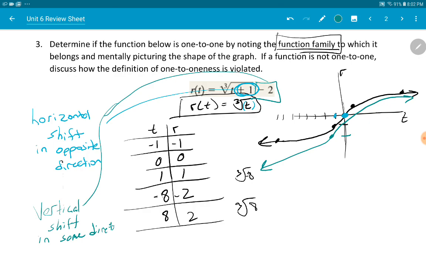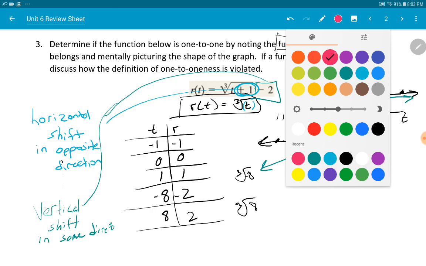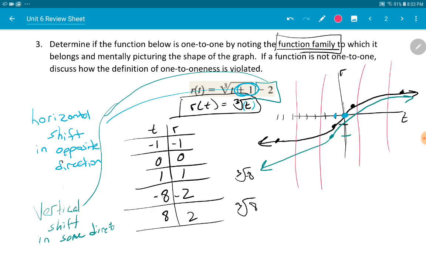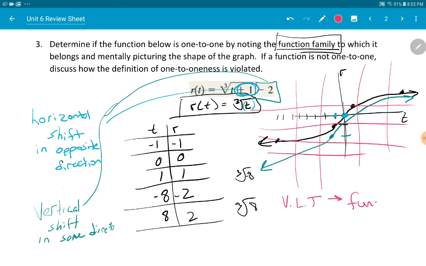If the parent function is one-to-one, then this shifted function is also one-to-one. It's just shifted. Let's see, is it one-to-one? I can draw vertical lines, so I know it's a function. And I can draw horizontal lines, and I never cross the graph more than once. So that means it is a one-to-one function. The vertical line test says it's a function, and the horizontal line test says it's a one-to-one function.